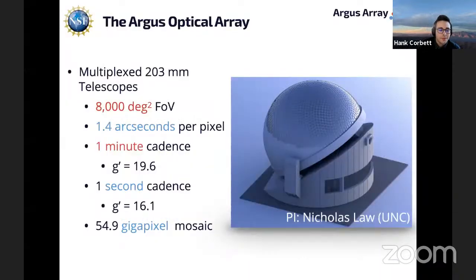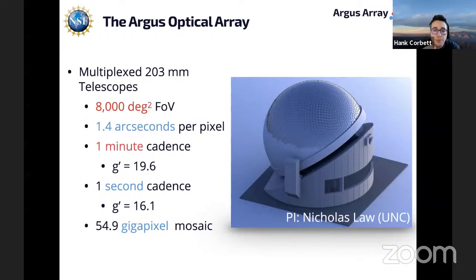Okay. This is a brief overview of the specifications for what a complete 900 telescope system would look like with an equivalent field of view to the Evryscope. But we're stepping down to what we get from these now 200 millimeter aperture telescopes, which is 1.4 arcsecond pixels, roughly 1% the area of an Evryscope pixel. So that gives us an additional 4 magnitudes of depth versus Evryscope, at 1 minute cadence.